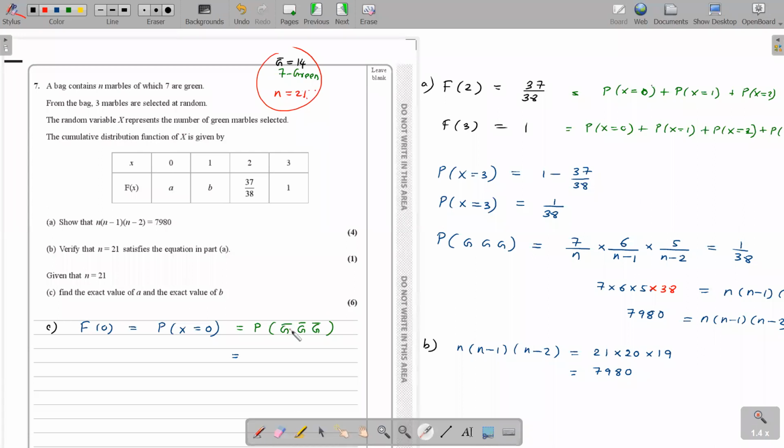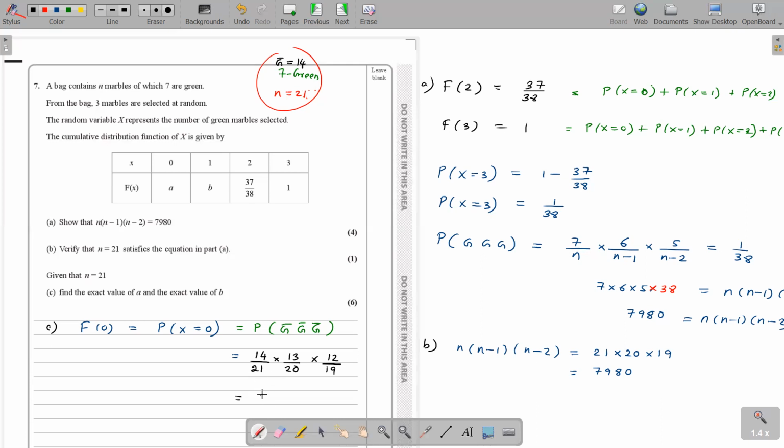Okay, so what's the probability of taking the first not green marble? You have 14 chances out of 21. Next not green one, 13 out of 20. Next not green, 12 over 19. Multiply and tell me the answer. 14 over 21 into 13 over 20 into 12 over 19. How much is the answer? I get 26 over 95.